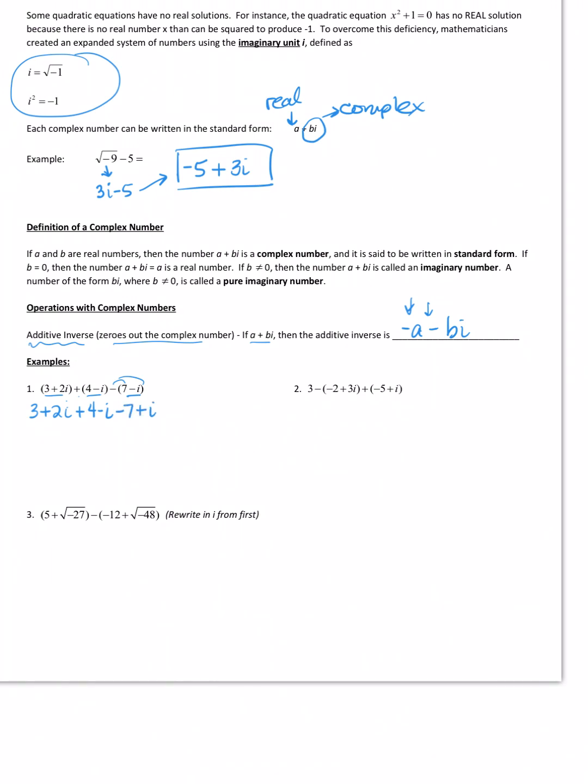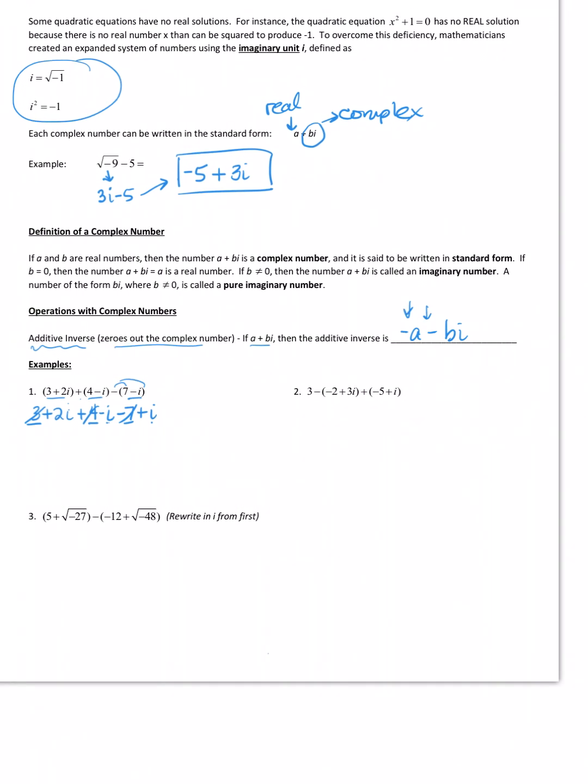Now, if I combine like terms, I will have my real numbers first. So I'm going to go 3 plus 4 is 7, minus 7 is 0. That's nothing. So 2i minus 1i is 1i. 1i plus 1i will give me 2i, right? So I'm back to 2i. There's my answer. So I did not have an additive inverse in this. The imaginary portion still remains.